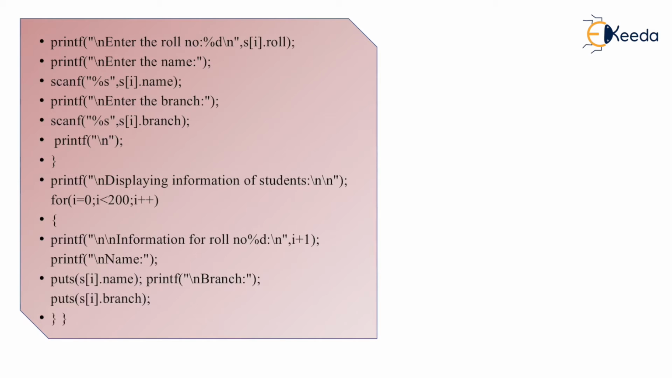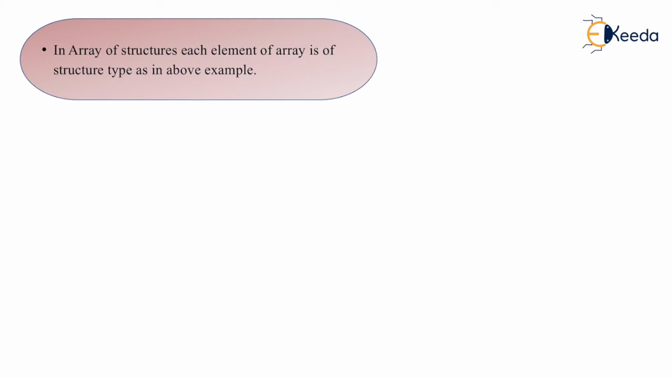On the basis of the for loop, whatever number of elements you require, you will provide the values for them. In the array of structure, each element of the array is of a structure type in the above example. So it does not depend on the array, right? Every element of an array is of structure data type.